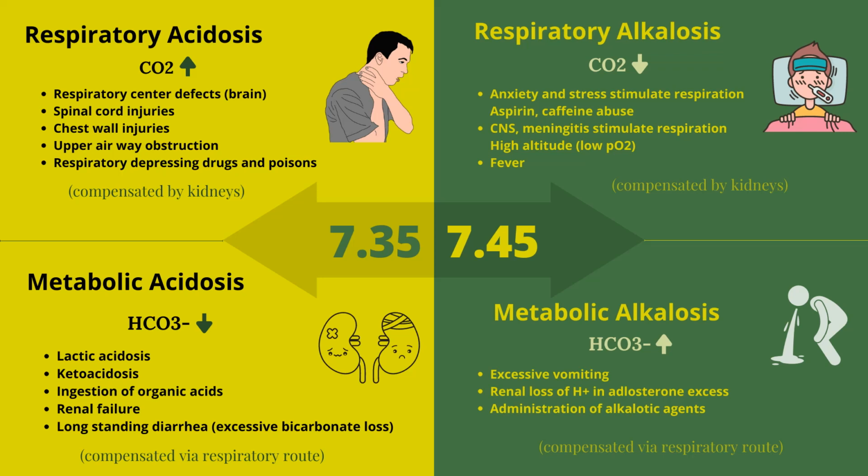When the blood pH falls below 7.35, it's called acidosis. When the blood pH rises above 7.45, it's called alkalosis. There are 4 types of acid-base disorders: respiratory acidosis, respiratory alkalosis, metabolic acidosis, and metabolic alkalosis.